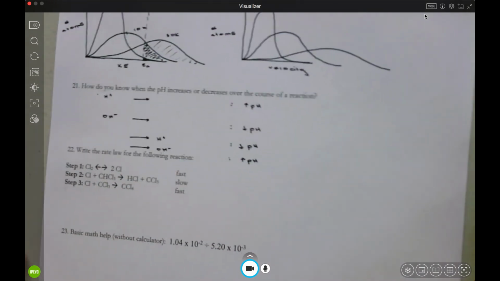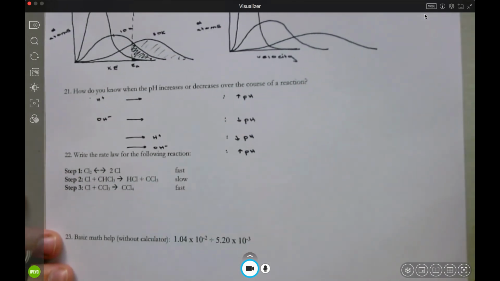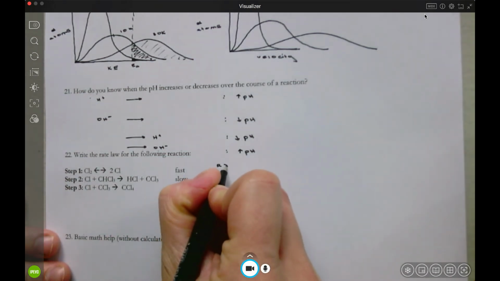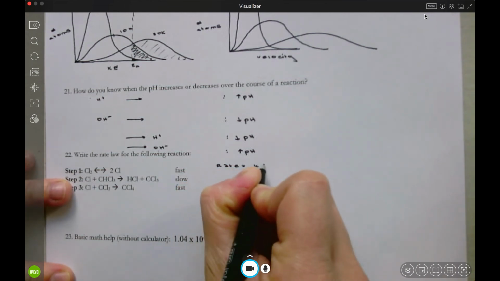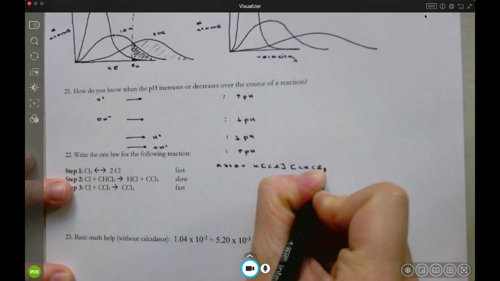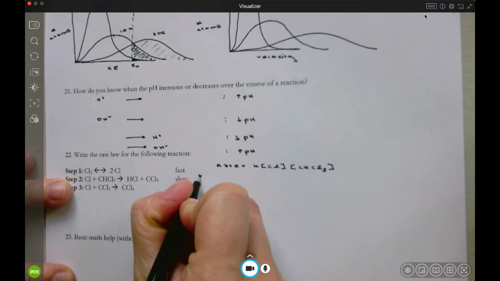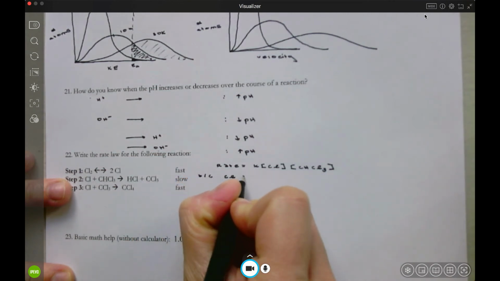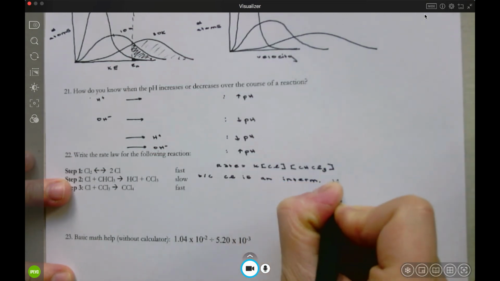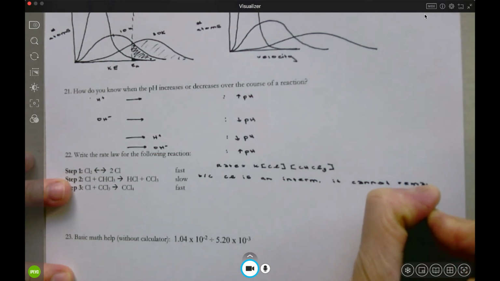Okay? Write the rate law for the following reaction. So if it were a slow step, that would be super easy to do if my first step were a slow step, but it's not. So what I'm going to first do is write out my rate law using the slow step. So K times Cl times CHCl3. Okay. Then I would say in my explanation, because Cl is an intermediate, it cannot remain in the rate law.